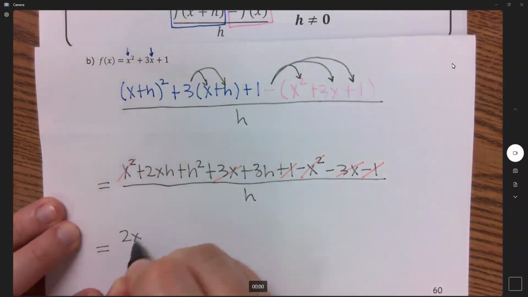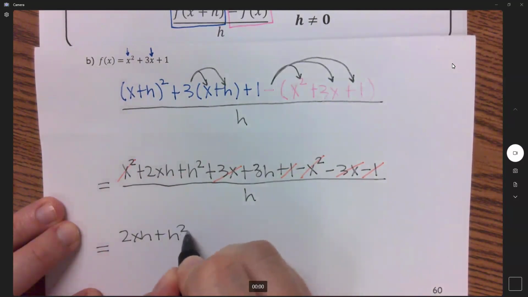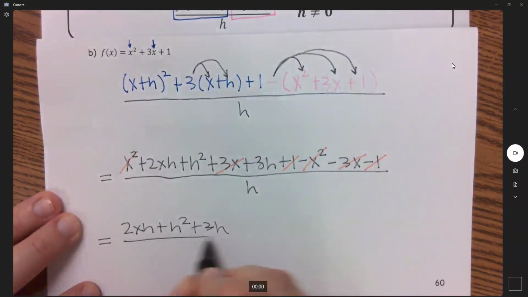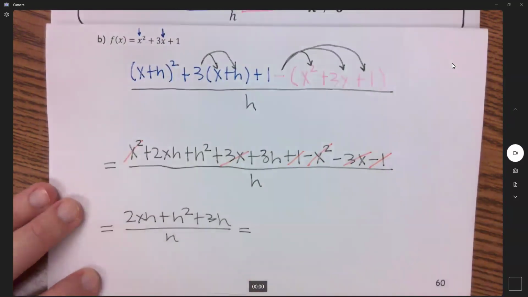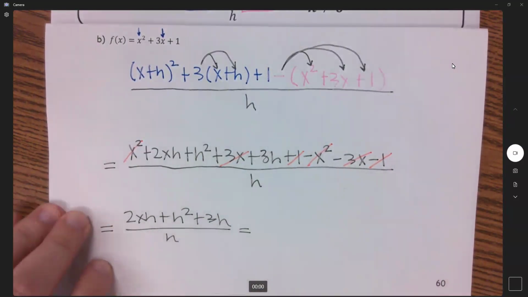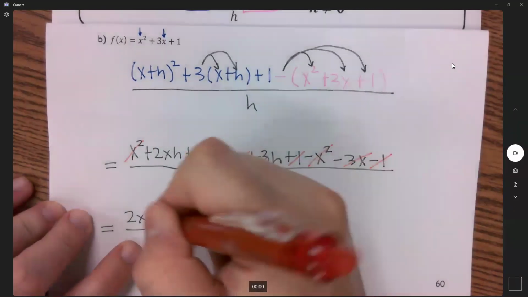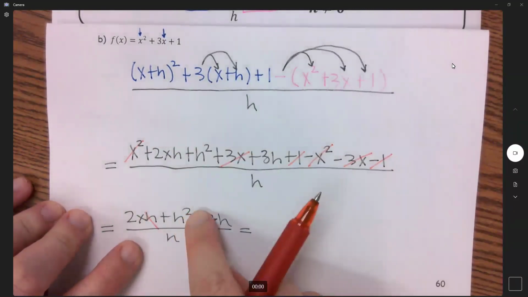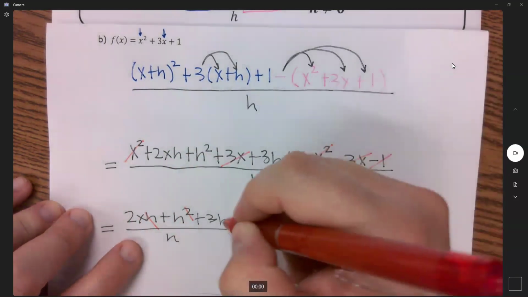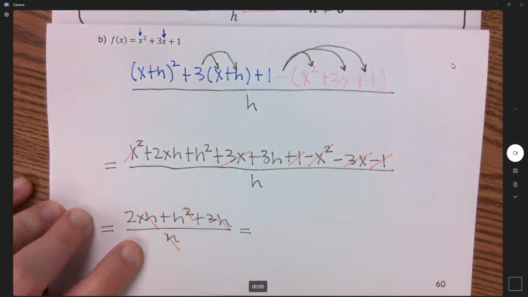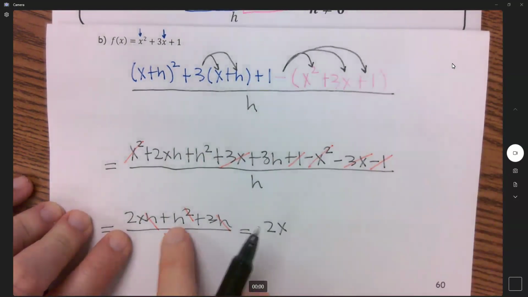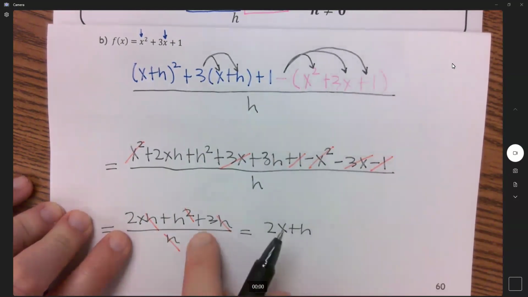Okay, so what do we have left? We have 2xh plus h squared plus 3h all over h. And if you notice here, all of these terms have at least one h in them. So this h will disappear. This is h squared. So now it has 2. It's going to go down to 1h. This h goes away, and this h goes away in the bottom. So now I'm left with 2x plus h plus 3.